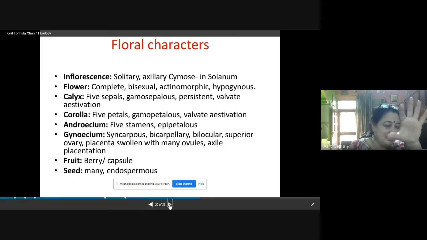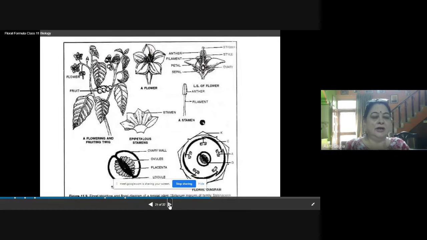Fruit is berry or capsule, and seeds can be many. Now see, these are the characters of the flower. Now see how the formula and diagram can be drawn. So this is the flower and the different parts of the flower. Now see, outermost is calyx. How many? 5. And they are fused. So fused means we will write in the bracket. Then petals and stamens are together, so we will write C and A with a line because they are fused.